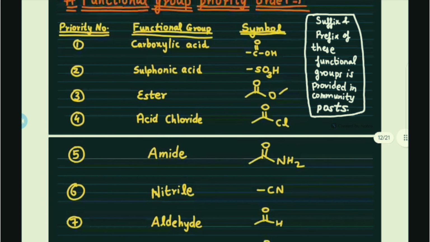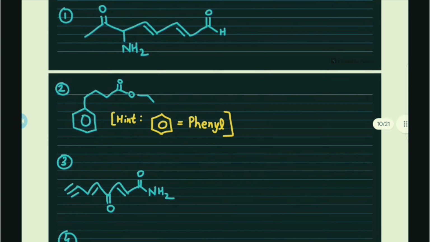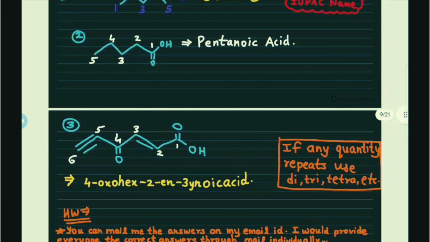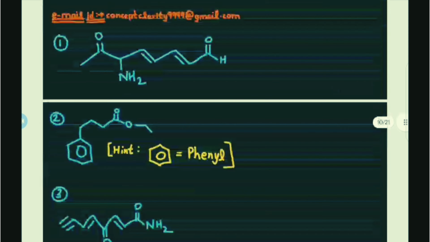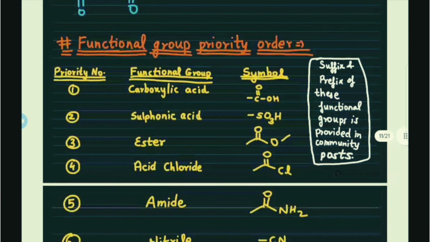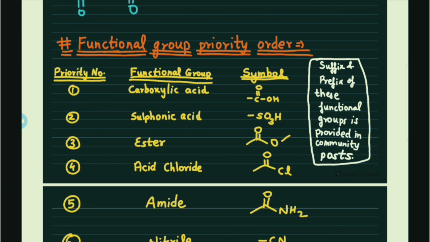Now you would be thinking that, sir, why are we discussing these priorities? See guys, we have seen earlier above that there were two functional groups in this compound, and we were confused about which functional group should be given the highest priority. So this functional group priority order helps us to decide which functional group should be given the highest priority and used as the main functional group of the parent carbon chain.